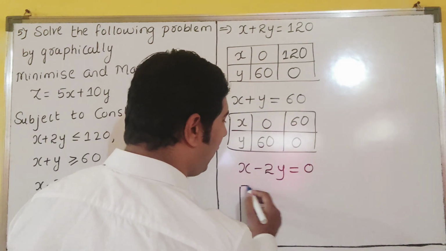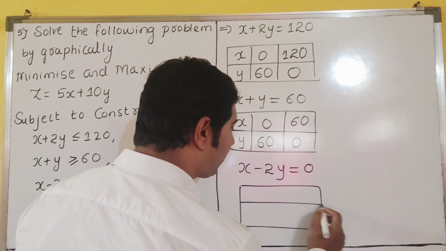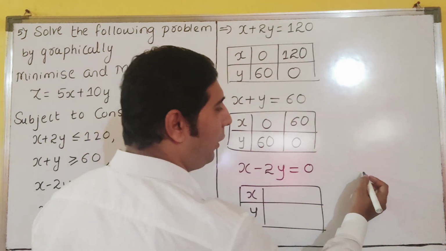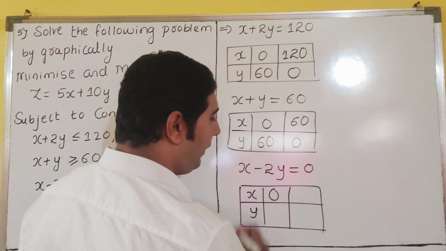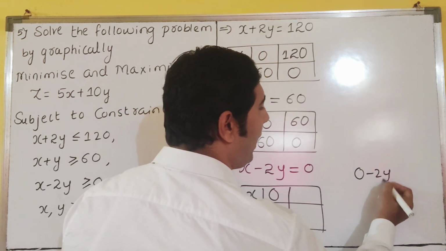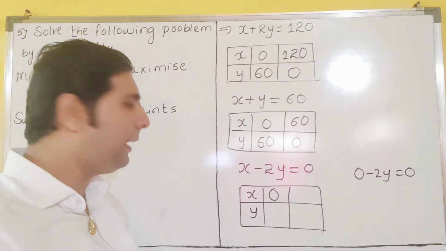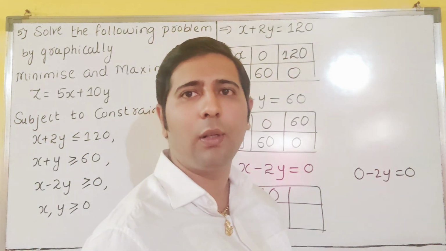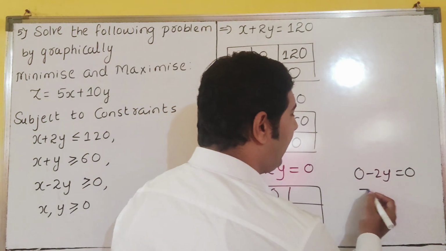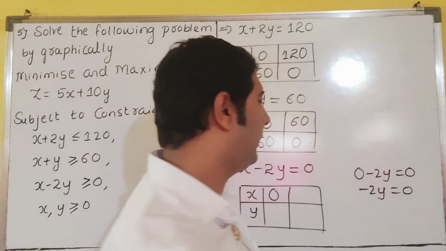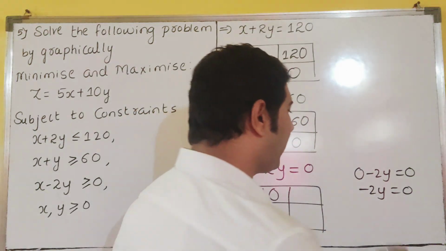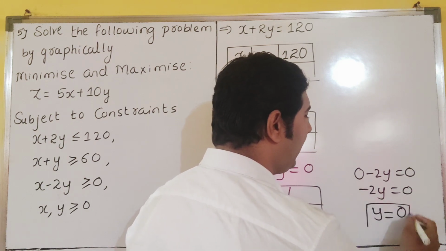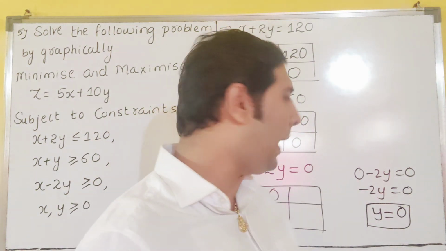So now see how to solve this one. So x, y I will take. If I keep x value as 0, 0 minus 2y is equal to 0. Minus 2y is equal to 0. So y is equal to how much? 90% students will write 2, dear students. That is exactly wrong. That is y is 0. So why it is 0, you know.